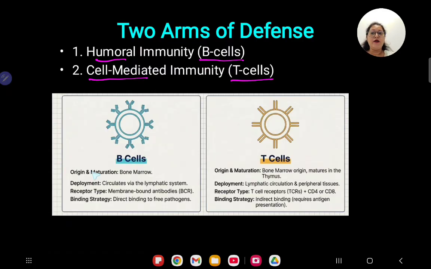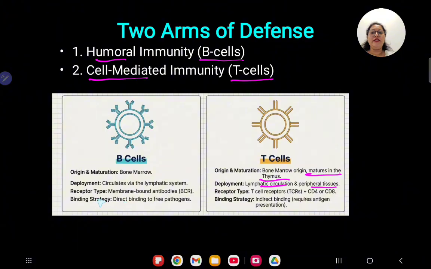Let's take a look. The B cells mainly originate and mature in the bone marrow, whereas T cells originate in the bone marrow and subsequently are transferred via the lymph to the thymus. Their main maturation happens in the thymus. For deployment, B cells circulate via the lymphatic system. For T cells, the deployment is via the lymphatic system and peripheral tissues.